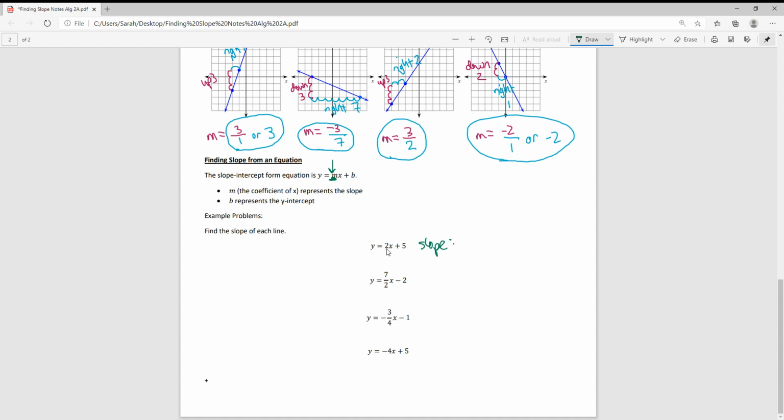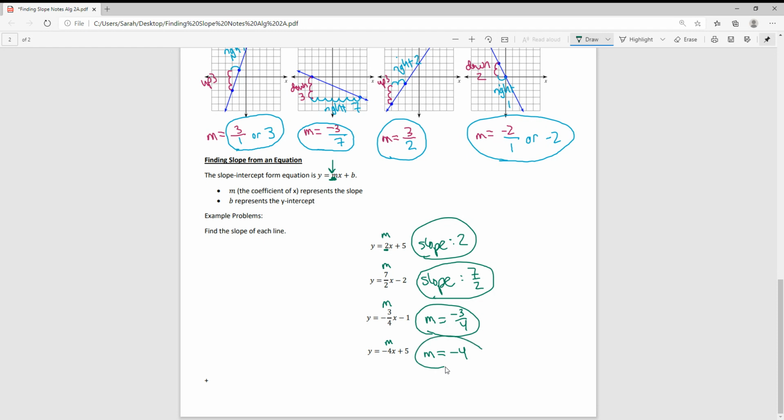For this first one, the number in that m spot is 2, so my slope is 2. For the next one, the number in front of x is 7 over 2, so the slope is 7 over 2. No calculation here, just knowing where to find it in the equation. For the next one, the number in the m spot, the number in front of x, is negative 3 over 4. I don't know why I wrote y there. What I meant to write is my m, or my slope. My slope is negative 3 over 4. Last one, the number in front of x is negative 4, so my slope is negative 4.